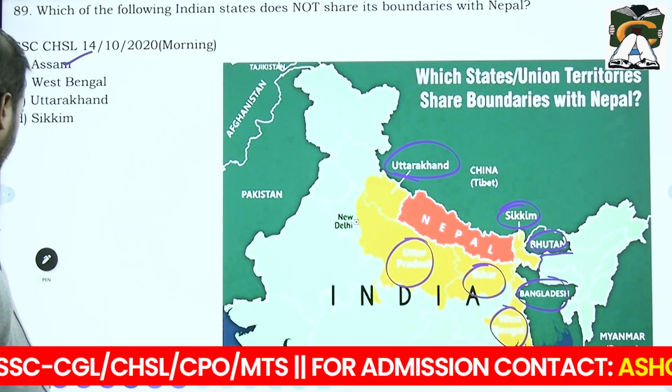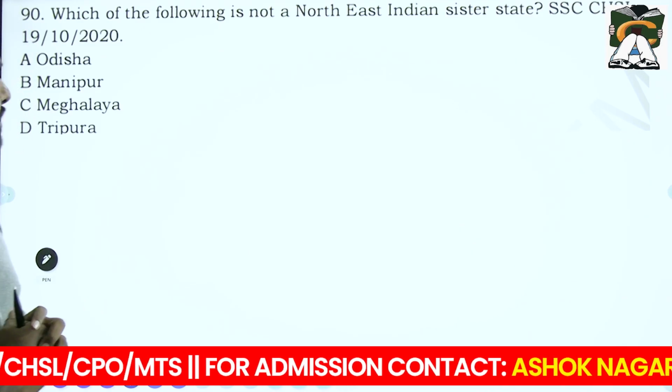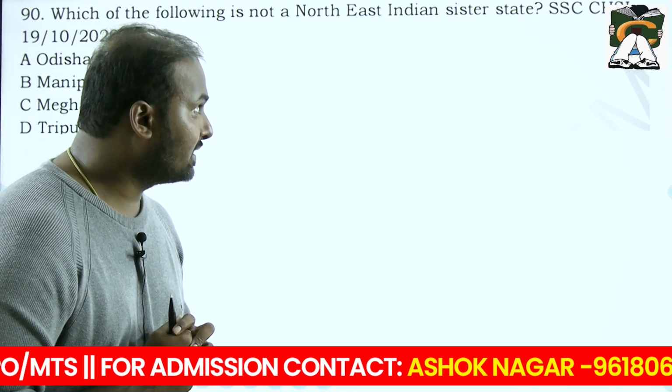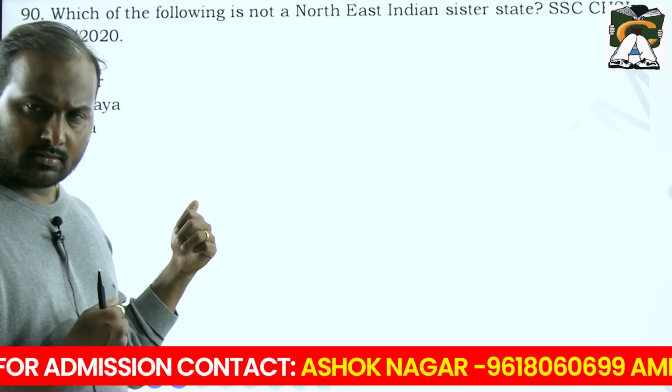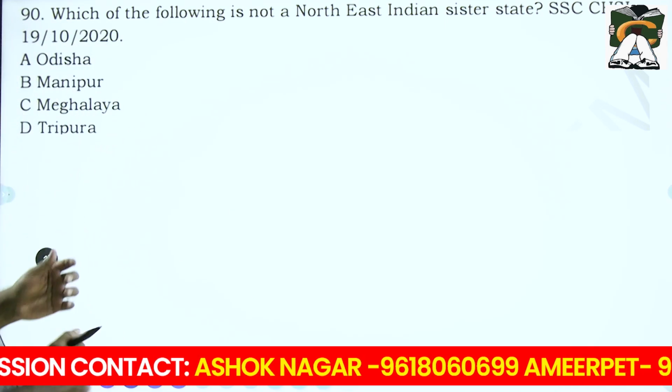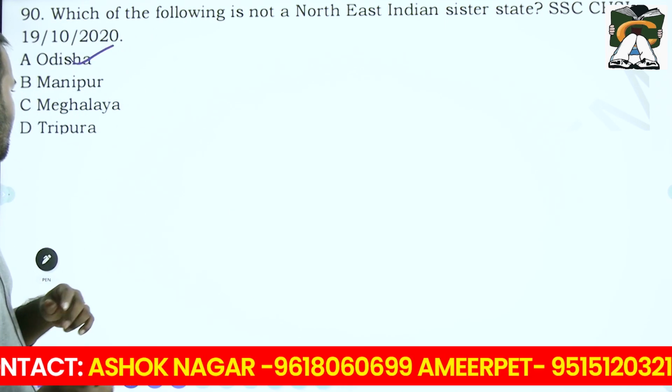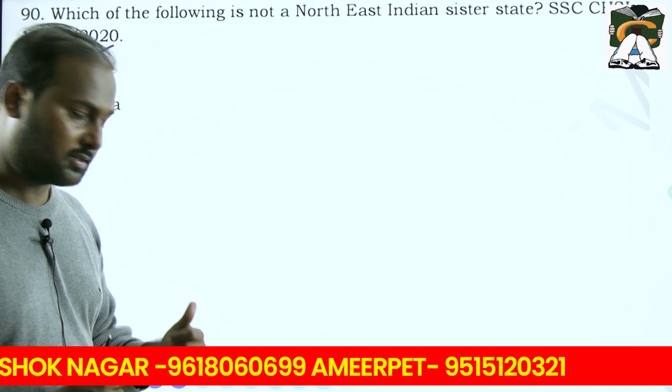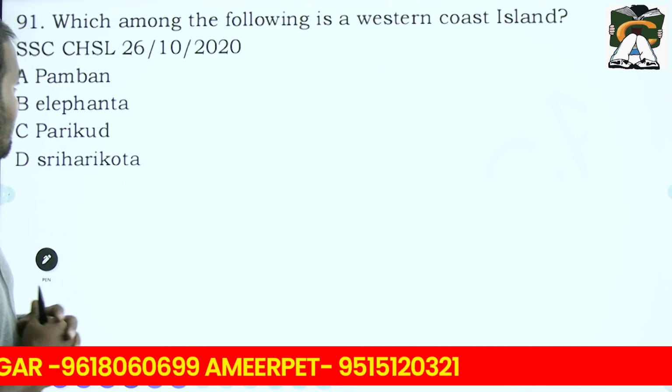Okay. Next. Which of the following is not a northeastern Indian sister states? Now we discussed already sister states. Which one is not? He is saying. Obviously, Odisha is not. Manipur, Meghalaya, Tripura, all forms your sister states in the northeast region.